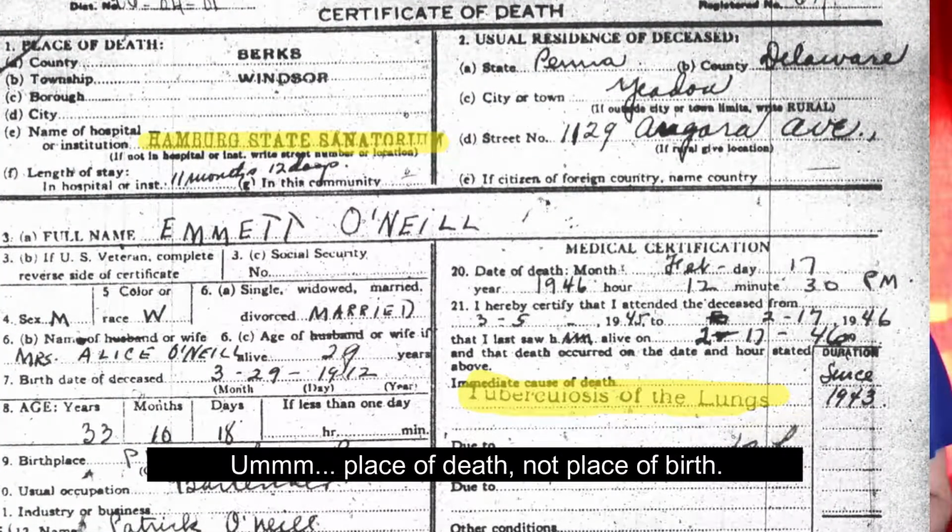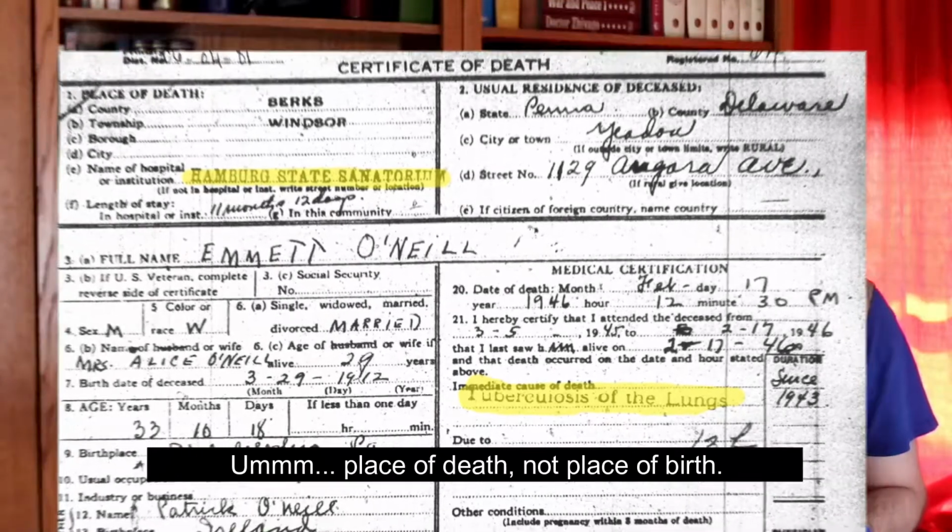His place of death was the Hamburg State Sanatorium, and it was actually stamped rather than handwritten. So was Emmett's cause of death, tuberculosis of the lungs. The 33-year-old spent 11 months dying in a state hospital located over 90 miles from where his wife and 3 young boys were living.